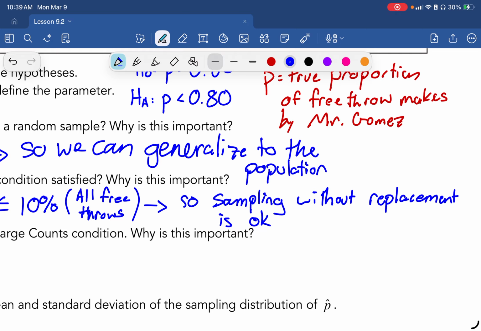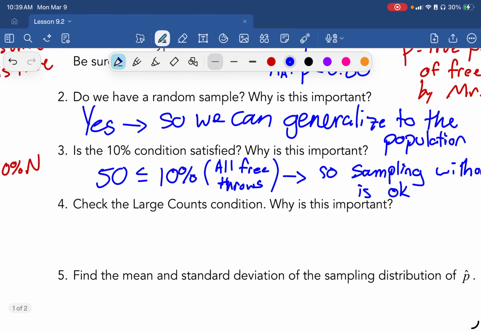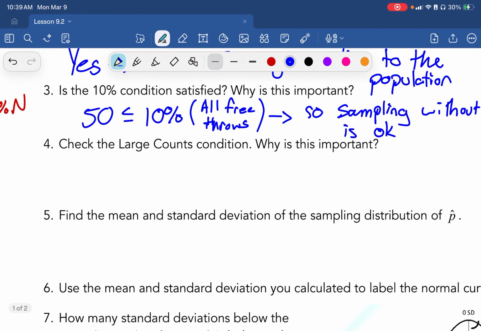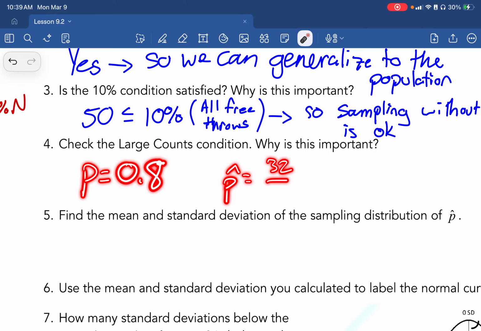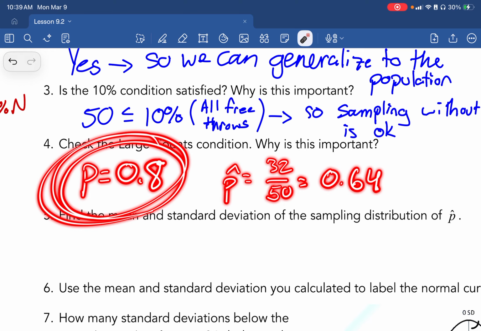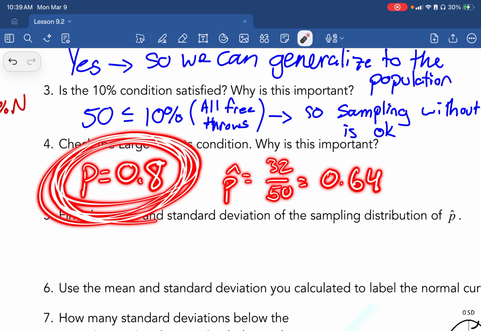Next, we want to check our large counts condition. We're going to talk about why, but when we check this condition, it's really important to note you have a couple things here. You have a p of 0.8, that is your null hypothesis. You also have a p hat that states 32 out of 50, which is 0.64. Which one do you use? We're going to be using our p. That's why I said up there you assume the null hypothesis is true. We're going to be using p.